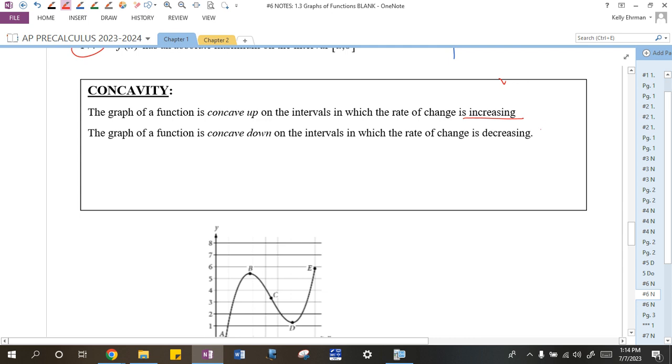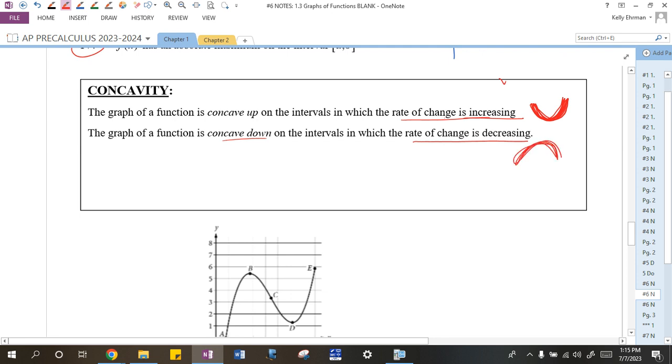Concave up, I always think of it like this. Rate of change is increasing. I kind of think of it like concave up is like a smile, and your rate of change is getting more positive, I guess. Well, concave up looks like this. Okay, and then concave down. Concave down is when the rate of change is decreasing, like this.